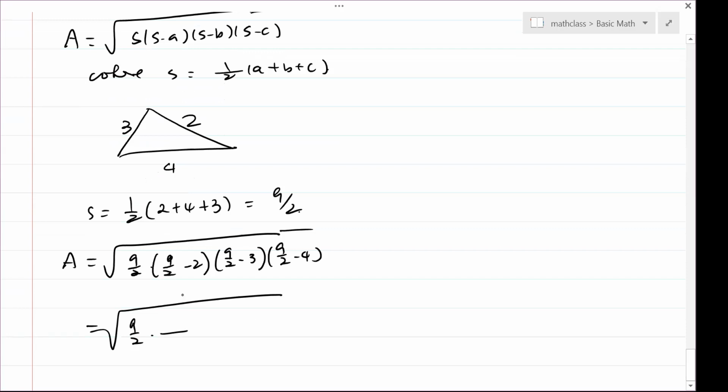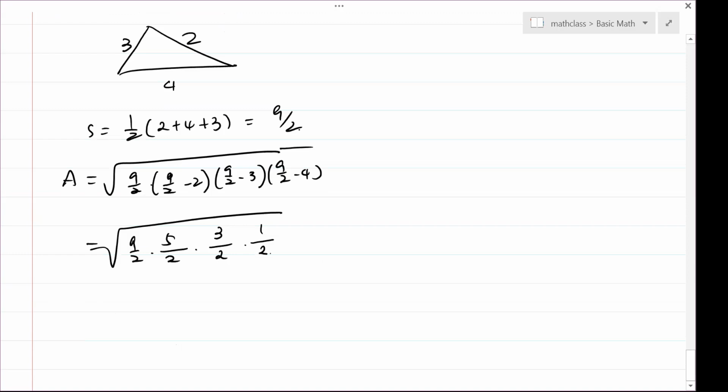9 over 2 minus 2 is 9 minus 4 is 5. I think that's 3. And I think it's 1. Okay, so you look at this. Clearly, you will get 3 over 4. I think 5 times 3 is 15. I cannot change it. So you get very strange numbers. That's a formula.